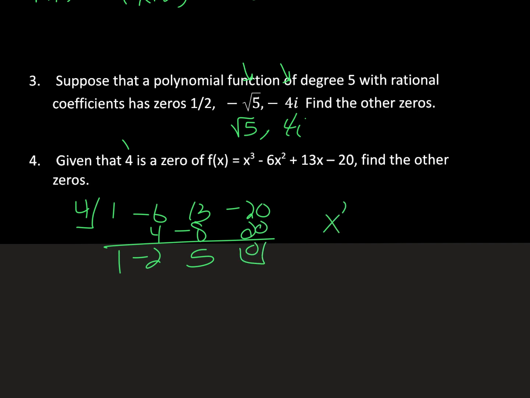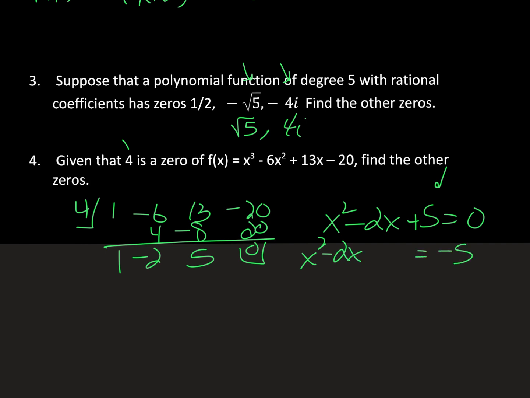What I have left, then, is 1x squared minus 2x plus 5 equals 0. Now that won't factor, and you got to find the other zeros. It won't factor because there are no factors of 5 that add up to be 2. So you can either complete the square or you can do your quadratic formula song. Either way, I'm going to complete the square because this middle number is even. Plus, you need practice at that.